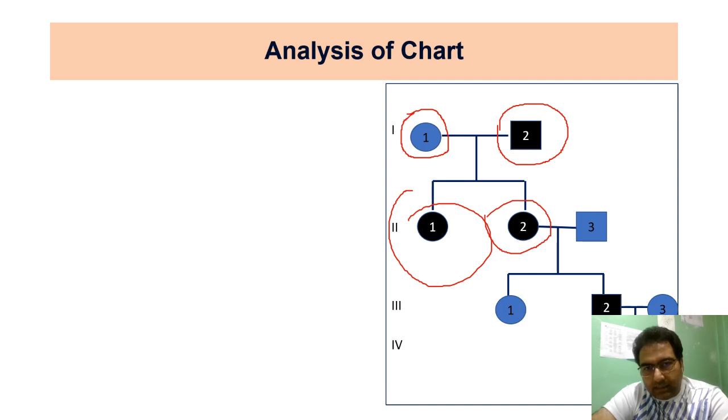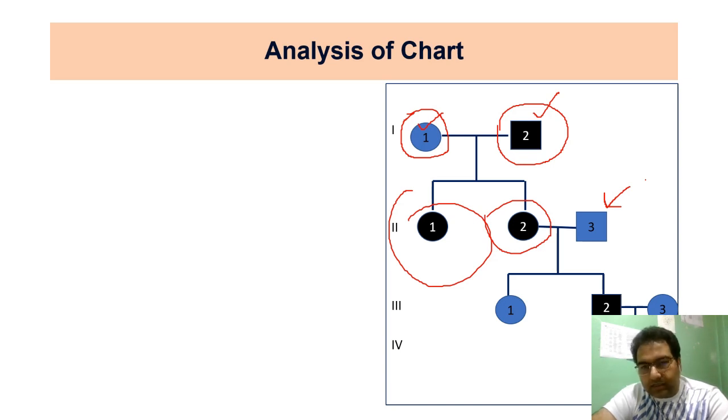This chart shows that these founder parents married among themselves: this is the female and this is the male. Here the female is normal, but the male is diseased. A normal female married a diseased man, and they gave rise to two offsprings. The first one is a girl, and the second one is again a girl. And when this girl reached adulthood, she married a normal male.